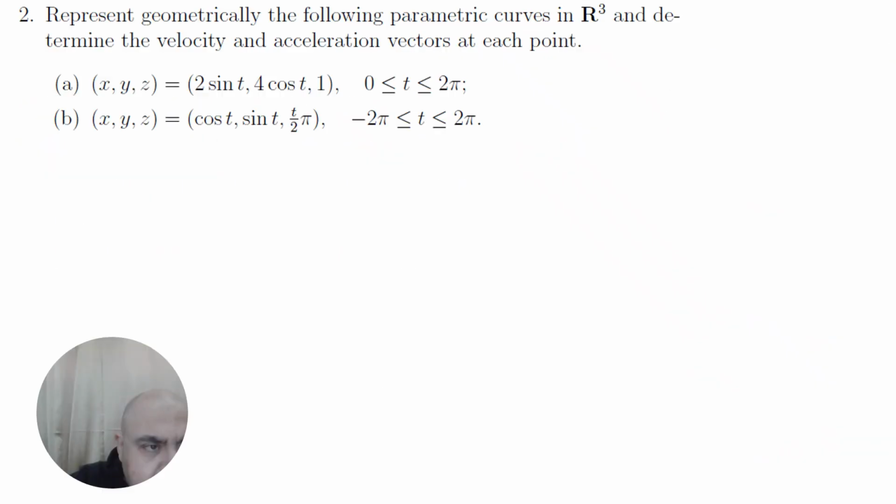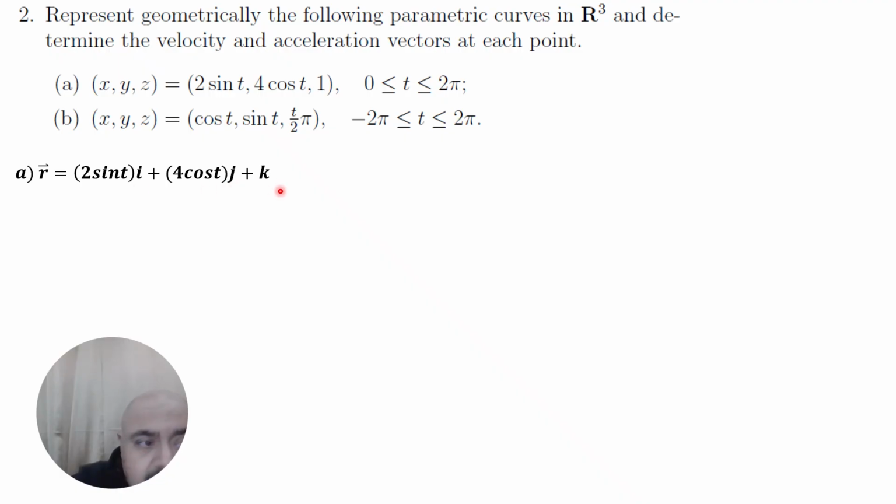For more problems in this list, he wants you to represent geometrically the following parametric curves in R3 and determine the velocity and the acceleration. But in this case, I'm not talking in 2D, I'm talking in 3 dimensions, exactly the same. So if I'm talking about 2 sine t, 4 cosine t, and t is equal to 1, that means the z is going to be the plane at z equal to 1. And for 2 sine t and 4 cosine t, that's an equation of a parabola. I'm sorry, of an ellipse. I'm really very sorry.